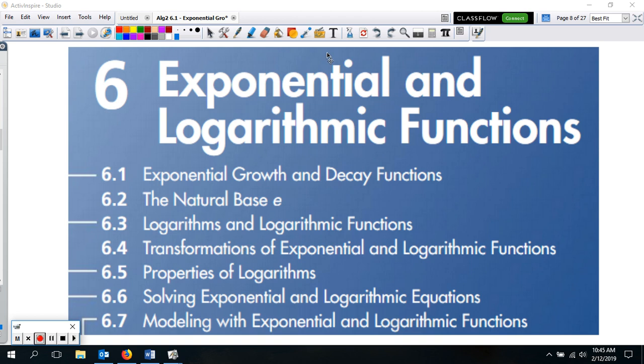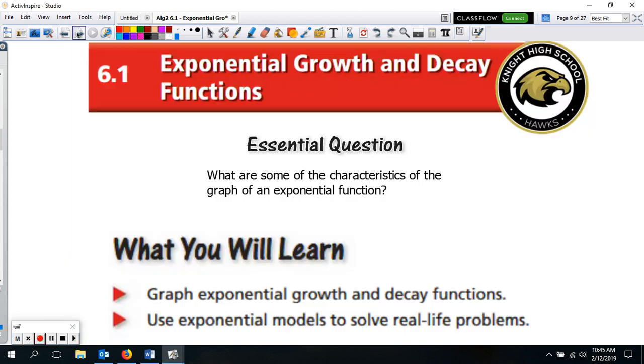So here we go, 6.1. We're looking at exponential growth and decay functions. What we're going to learn today is how to graph exponential growth and decay functions, and we're going to use exponential models to solve some real-life problems as well.